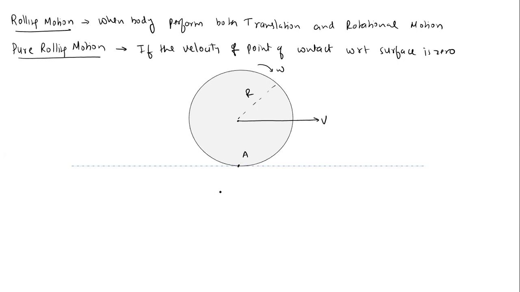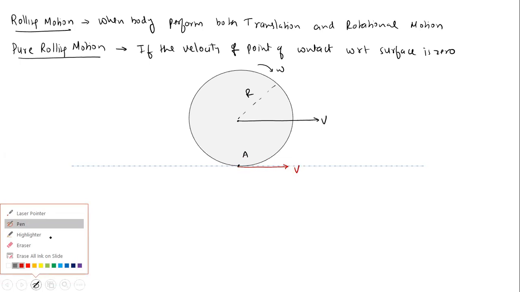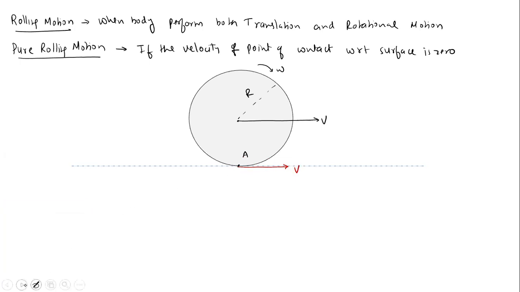How can it be 0? Now we have studied that in the case of rolling motion, we can analyze the velocity in two different ways. One is translational motion, the other is rotational motion. When you talk about translational motion, this point A will have velocity on this side, that is v, and when we talk about rotational motion, the velocity at this point will be omega into r, on the opposite side.